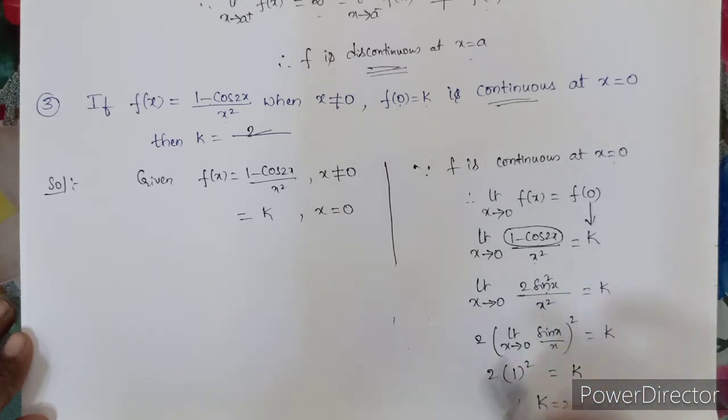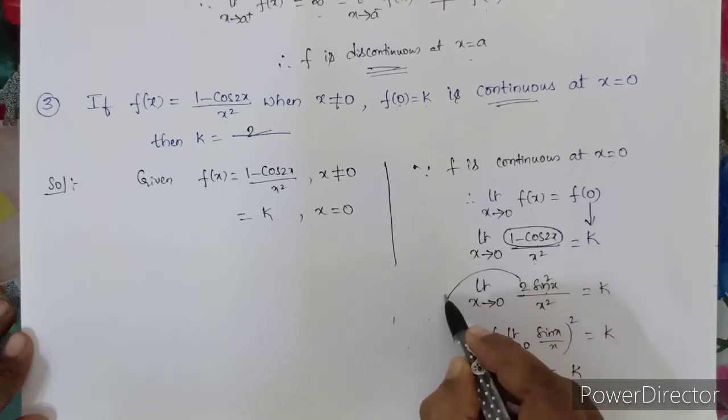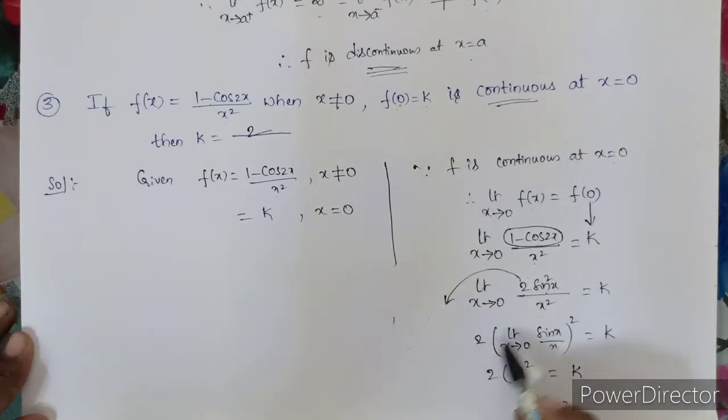Limit x tends to 0. Now we bring a constant outside the limit. So 2 into limit x tends to 0 sin square x by x square, we write this as limit x tends to 0 (sin x by x) whole square, and now this limit is equal to 1. So 2 into 1 square is 2, therefore k value is 2.